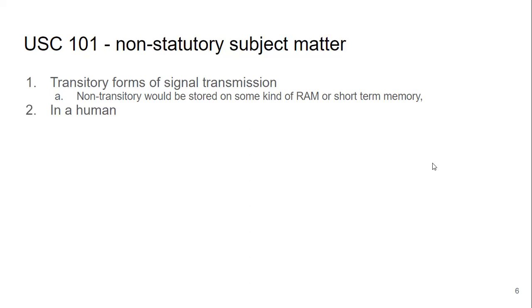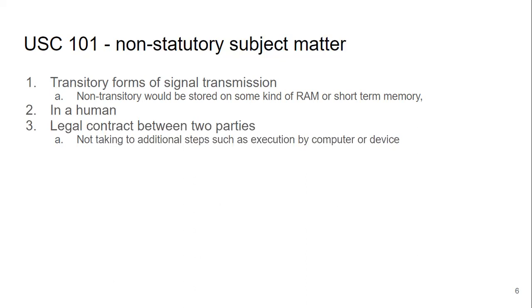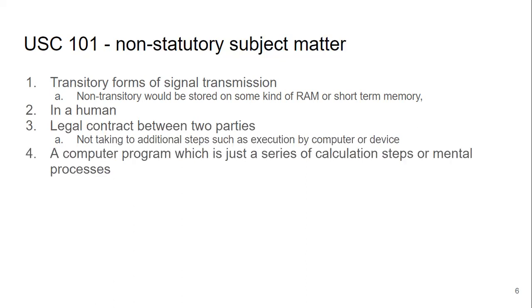Then, in a human, we briefly talked about any sort of legal contract between two parties. This is when additional steps are not taken, such as executing by computer devices. It's purely just the executing of a contract. If it's a computer program which is just a series of calculation steps or mental processes, this is also a problem that you can come across here.